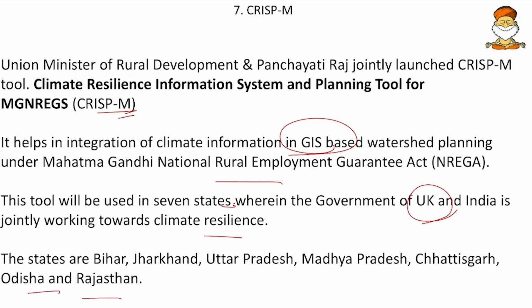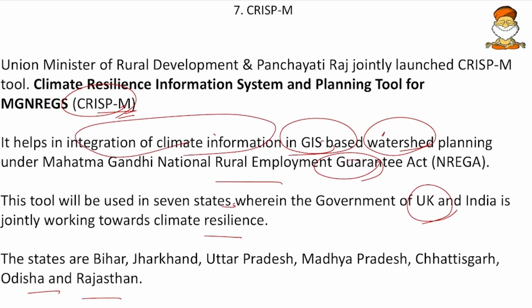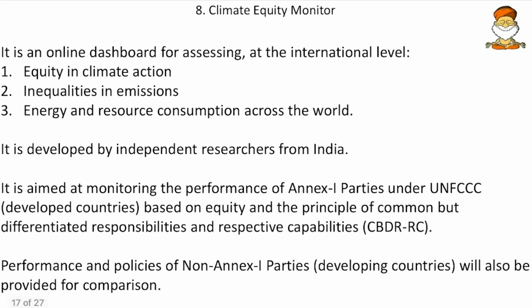Odisha and Rajasthan. So friends, here remember what is this CRISPM, how it is different, and what function it does. It only integrates the database in the MGNREGA about the watershed development. So mark this: watershed, MGNREGA, and integration of climate information. These 4 keywords form the crux of this initiative.